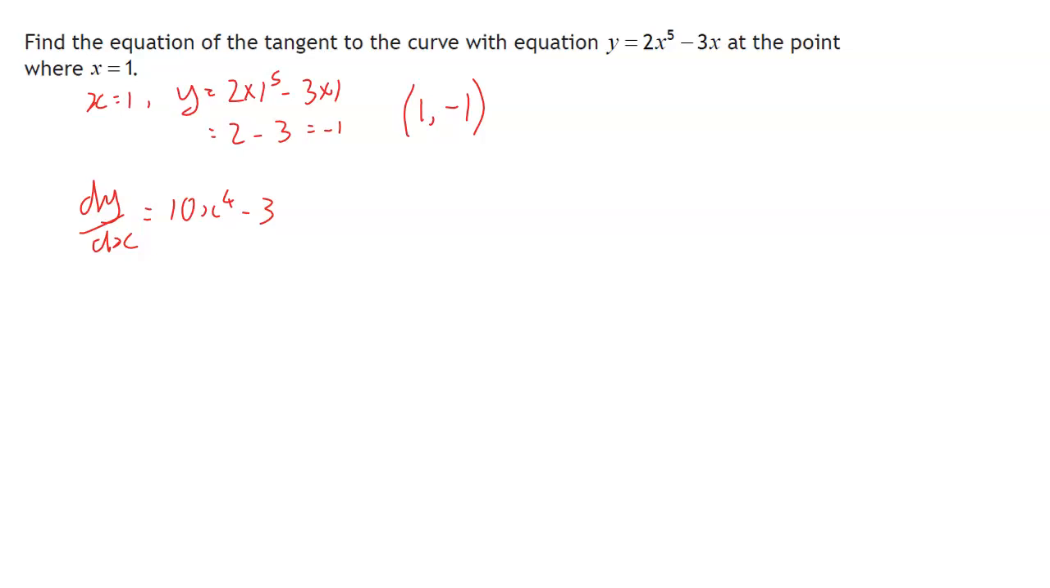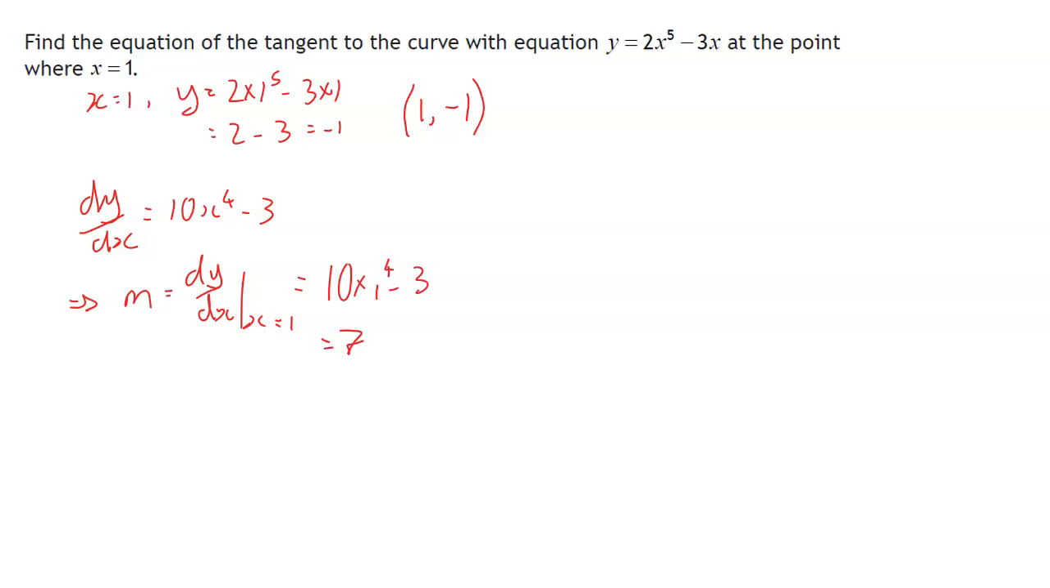For finding a gradient, all we do is we substitute in the x value we know, and we find out what we're after. So what we can say is therefore the gradient is equal to the derivative dy by dx when x is equal to 1. So in this case, I get 10 times 1 to the power of 4, take away 3, so my gradient then is equal to 7.